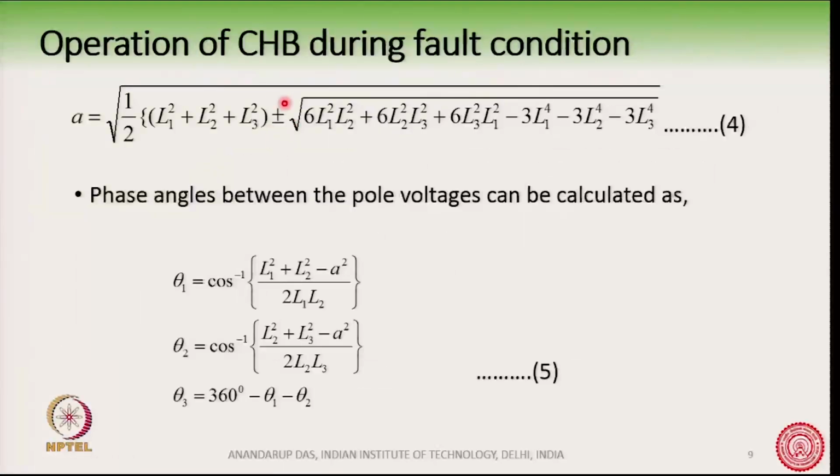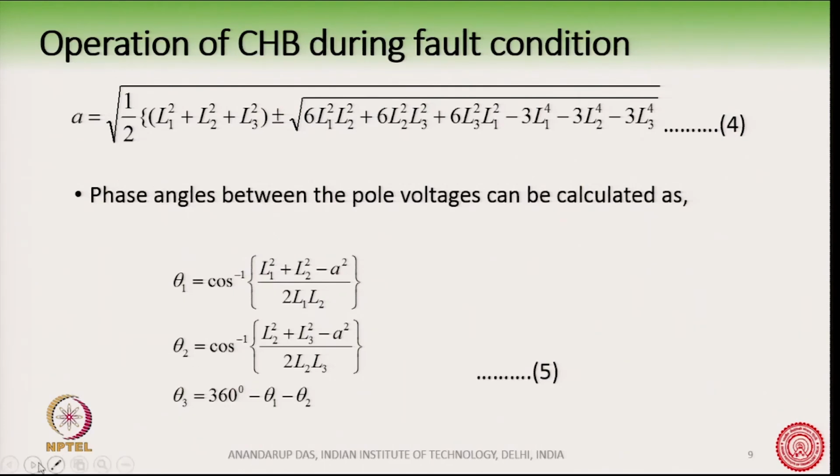Now, one more thing, there is a plus minus term here. So there are two values of A possible. One value of A will be a smaller value and one will be a larger value. We would of course like to take the larger value, because we would like to maximize the line voltage when there is an unbalance or unequal pole voltages. So we generally take the plus sign here and do not take the minus sign, although minus is a possibility.